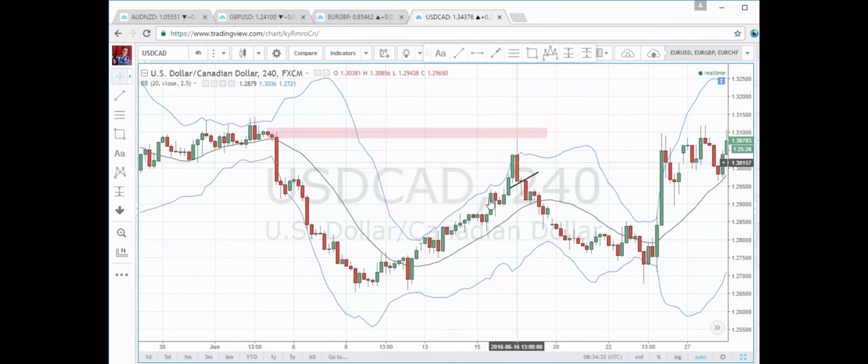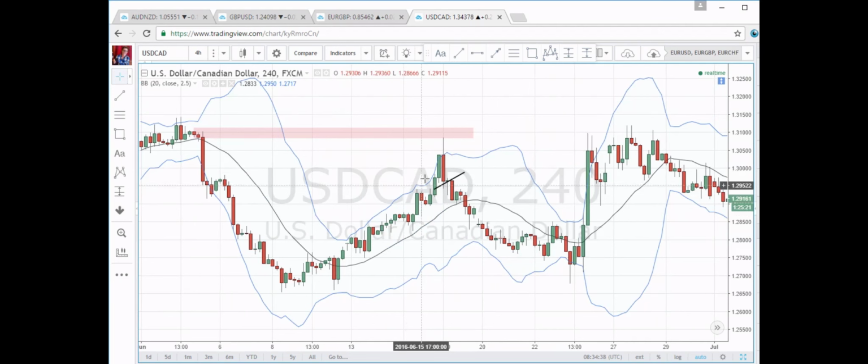Because of the structure here, we don't have a Fibonacci, but at this point we have more than enough information to get into the trade. We can get in pretty early here.